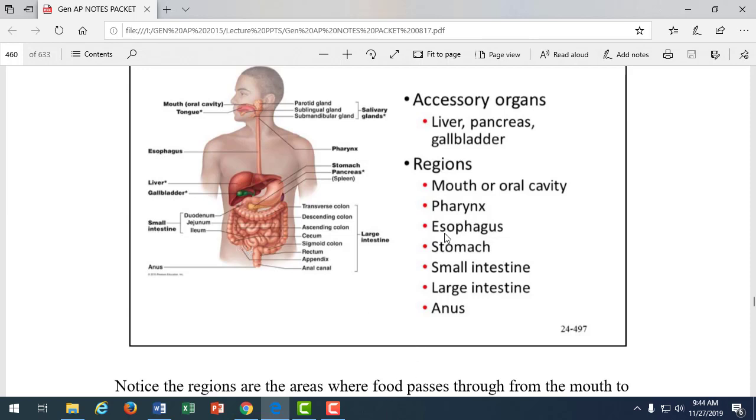So the accessory organs are the liver, the pancreas, and the gallbladder. And the reason why we say accessory is that food does not pass through these organs. All they do is have ducts that lead to the duodenum to help digestion occur. So they're accessory. But what food actually passes through is this piping network.